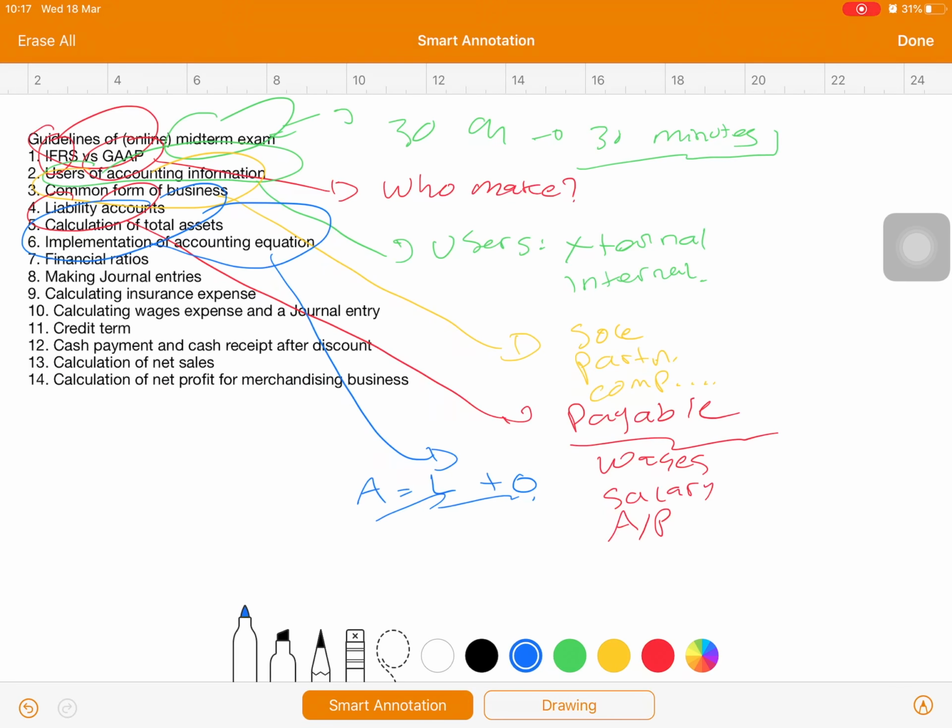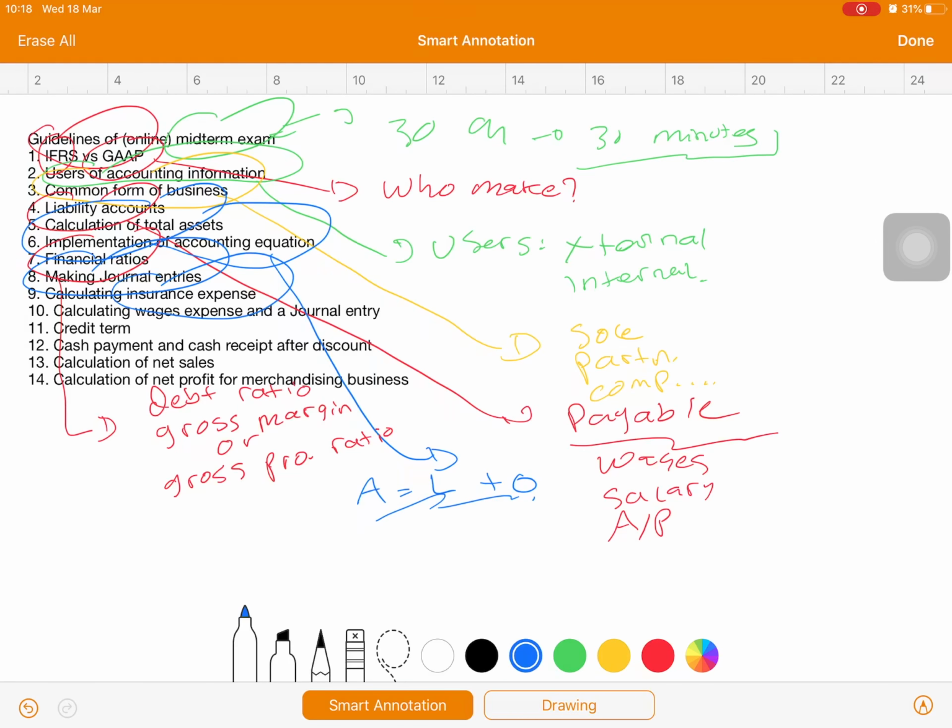And then we have financial ratio, many financial ratio in the slide and in the book. So I would like you to be focused on debt ratio and gross margin or gross profit ratio. Okay, and then making journal entries. You understand that you always make journal entries, right? So you understand like debit and credit and so on and so on.